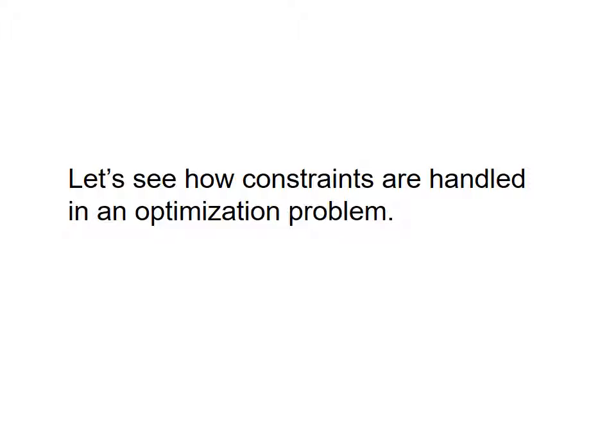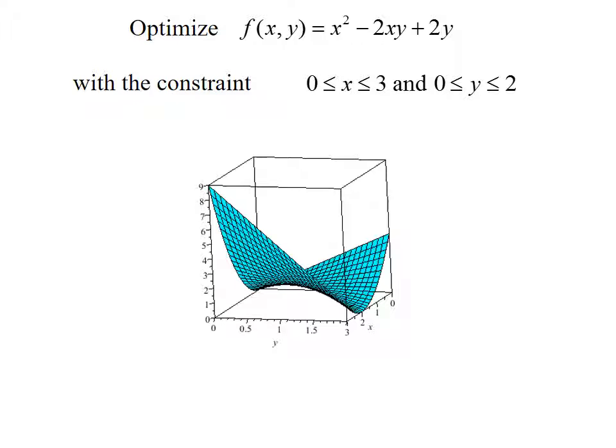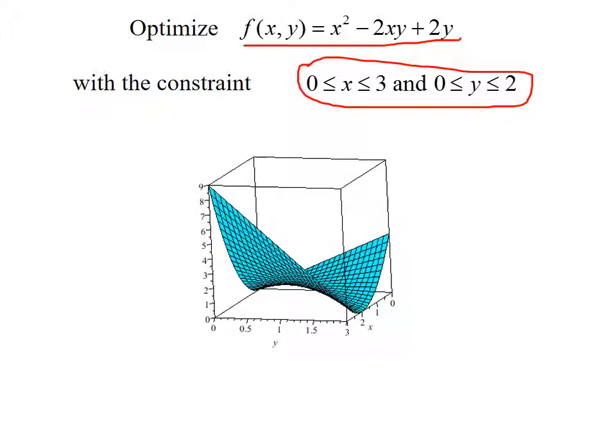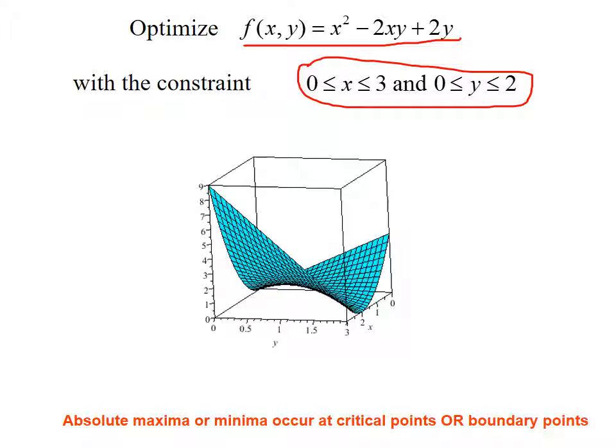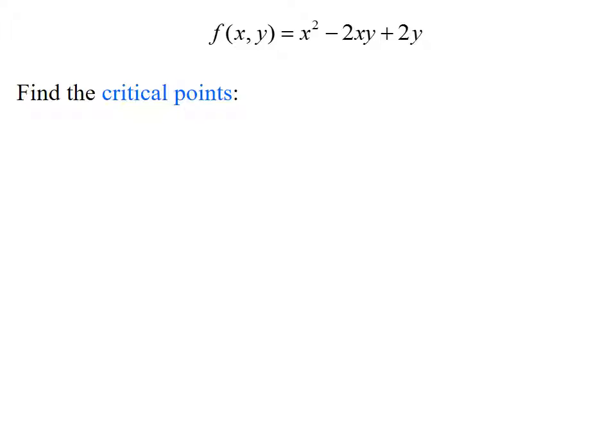So first I'll show you a geometric representation for what the constraints mean. In this problem we have a function to be optimized, and we have our constraints given here. Now there's a theorem that says the extrema are going to occur either at critical points or at boundary points. And we have found critical points earlier.